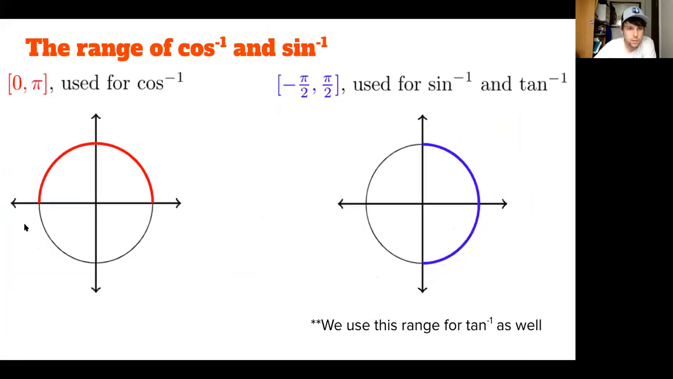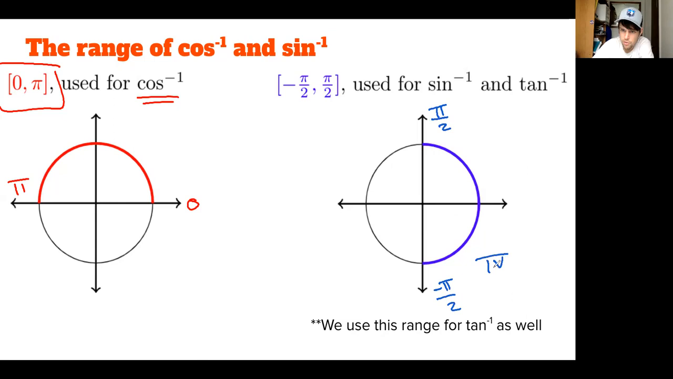All right, so for cosine, we restrict our range only between 0 and pi. For cosine inverse, between 0 and pi. So 0 is here, pi is here. We don't look at the bottom half of the unit circle at all for cosine inverse, just the top. For sine inverse, we only look from negative pi over 2 to pi over 2. This causes some small issues because angles that fall down here in quadrant 4 should be expressed as negative angles.